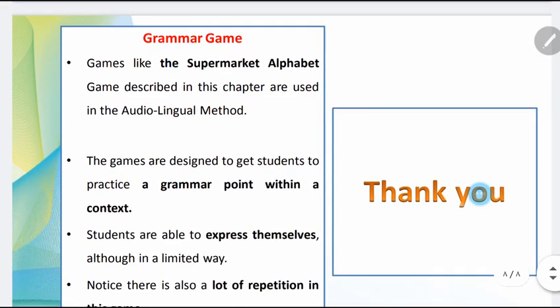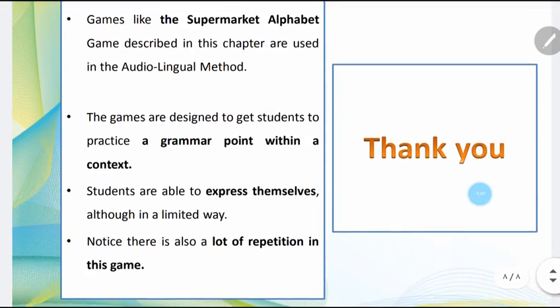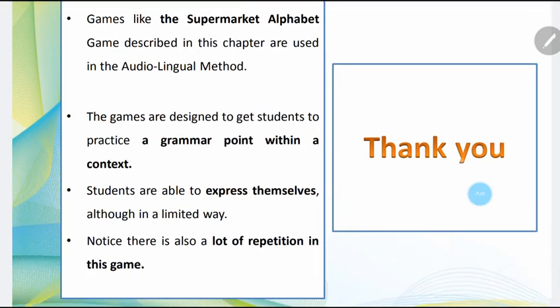The last drill, the last exercise, the last practice is the grammar game. Games like the supermarket alphabet game described in this chapter are used in the audiolingual method. The games are designed to get students to practice a grammar point within a context. So it's not a game only, but language learning through games. The students will practice a grammar point within a text. "I'm going to the supermarket, I need apples." And then they continue to develop their ability in communication in the target language.